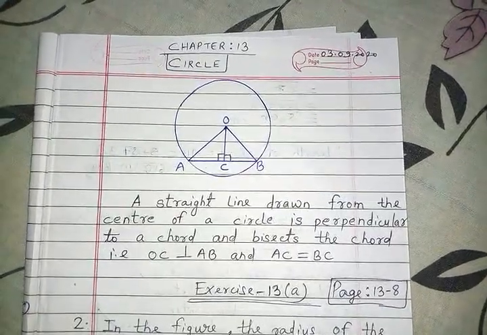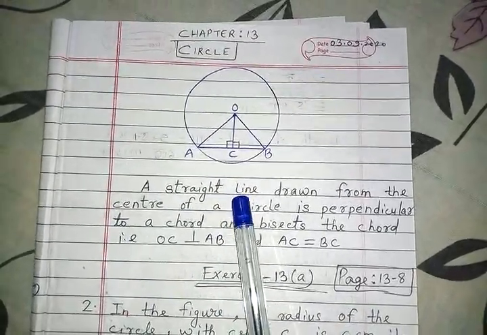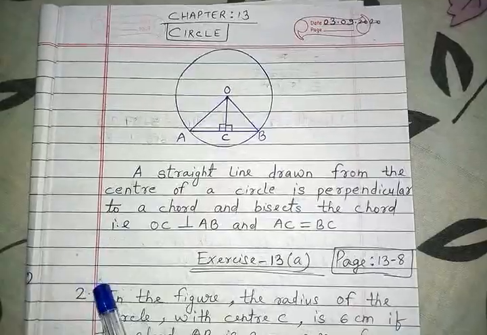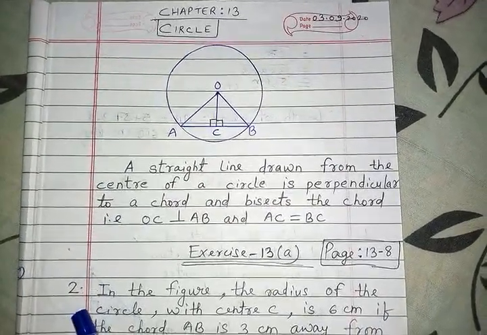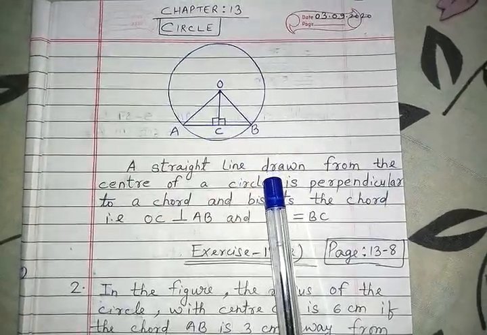Class 9 children, today we will learn a new chapter, chapter 13, Circle. This chapter has 90% relation with the previous chapter, that is Pythagoras theorem. So I thought after Pythagoras theorem, this chapter will be very easy for you to understand.